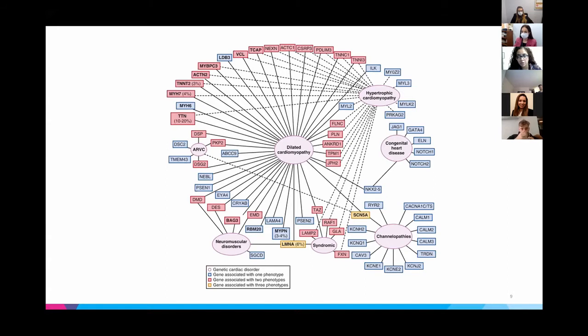The gene boxes are color coded according to the number of phenotypes with which they are associated. So the blue indicates one phenotype, red indicates two phenotypes, yellow indicates three. For a gene that causes 3% or more of familial dilated cardiomyopathy cases, the frequency is noted with its name.